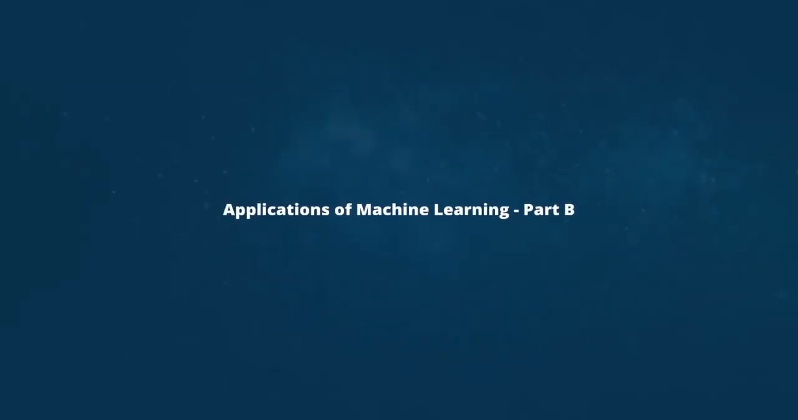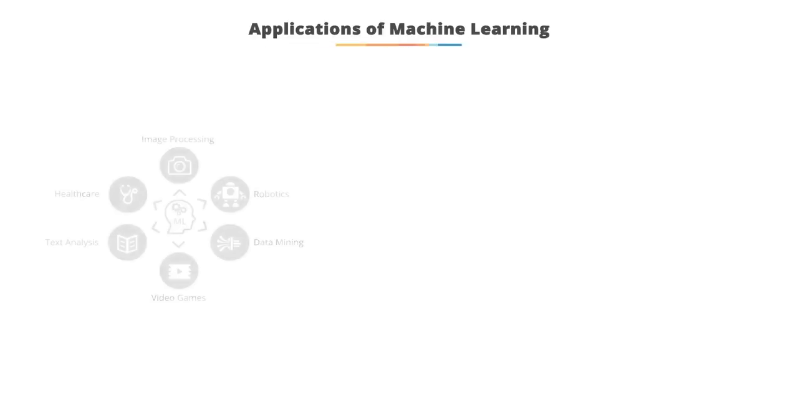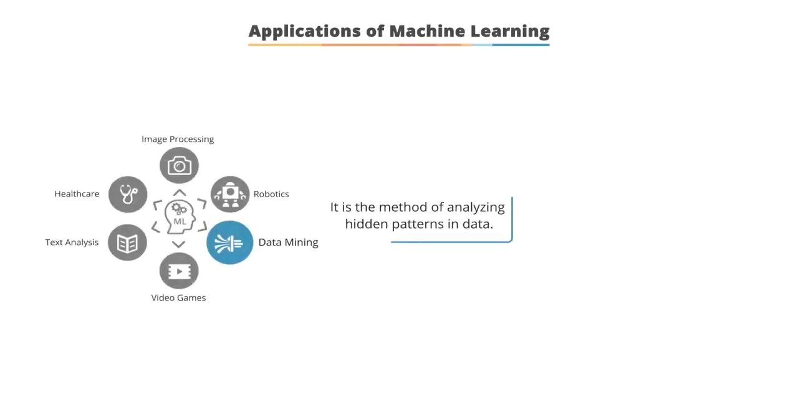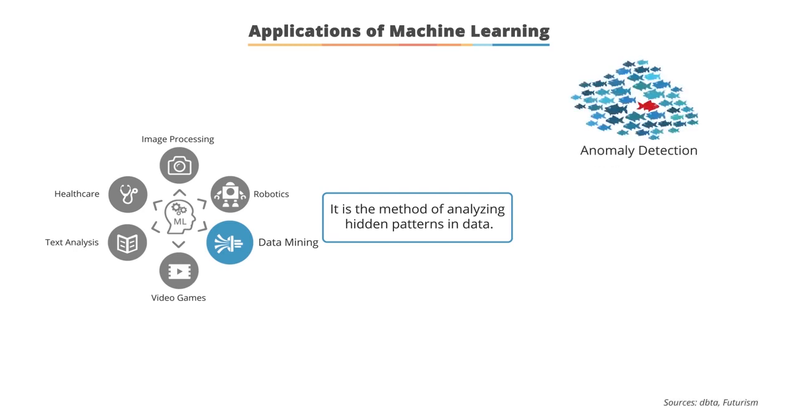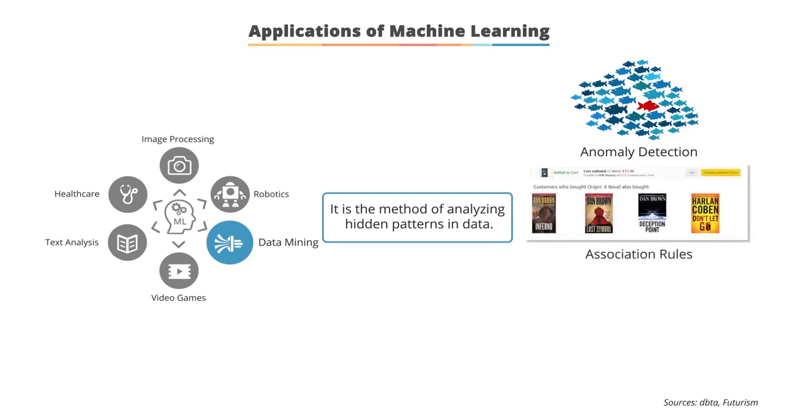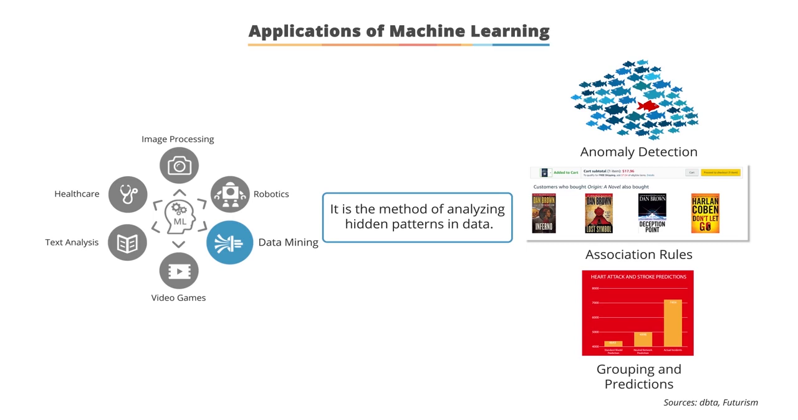So let's look at some real-time applications of machine learning. Let's see what data mining is. It is the method of analyzing hidden patterns in data. Let's look at some of the applications of data mining. It is used for anomaly detection to detect credit card fraud and to determine which transactions vary from usual purchasing patterns. It is also used in market basket analysis, which is used to detect which items are often bought together. It can be used for grouping, where it classifies users based on their profiles.